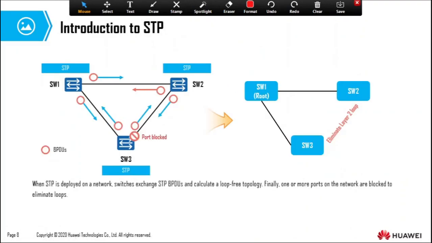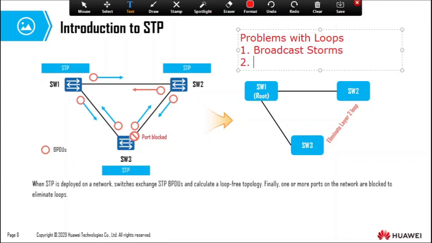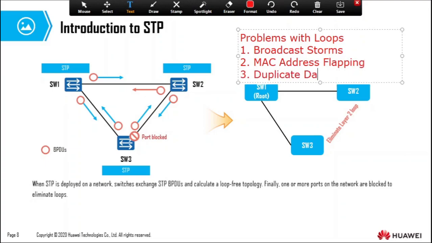So, introduction to STP. As we've said, STP in full is Spanning Tree Protocol. STP is used to eliminate loops on the switching network. Why is it that we don't want loops? As we've said, problems with loops: number one, broadcast storms. Number two, MAC address flapping. Number three is what we call duplicate data frames.